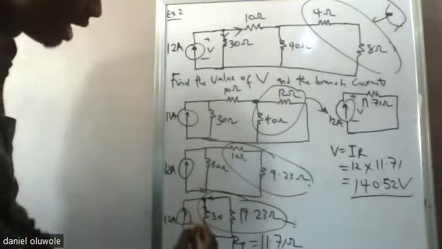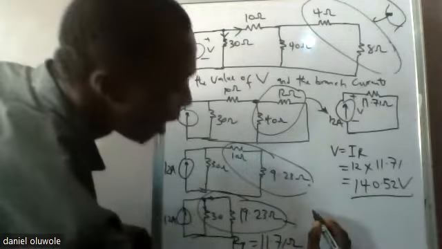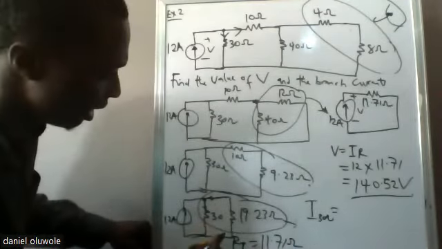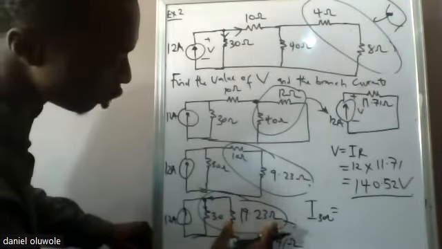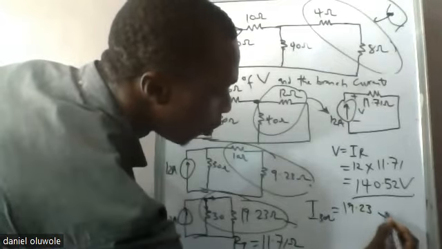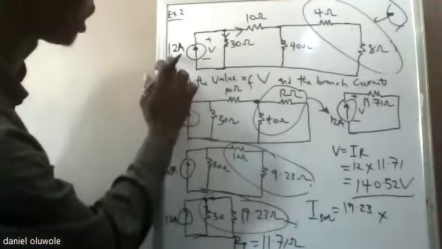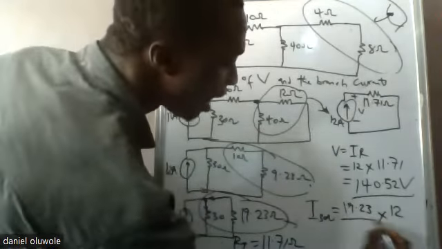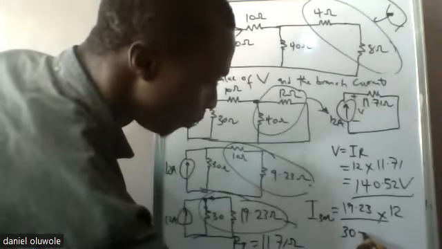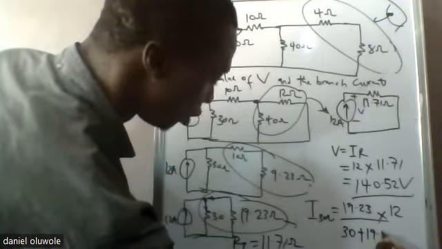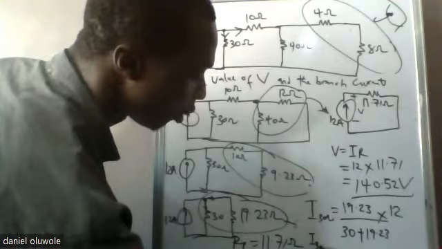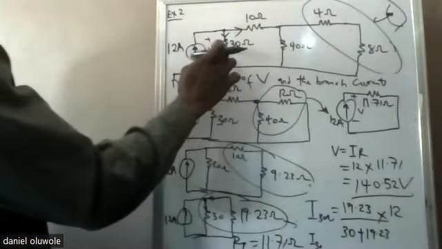So using the current divider rule to get the current of 30 ohms, we just get R equivalent, which is 19.23, multiplied by the total current, which is 12, over the sum of the resistors, that's 30 plus 19.23. So please just let me do this math, so I'll get our current flowing through 30 ohms.